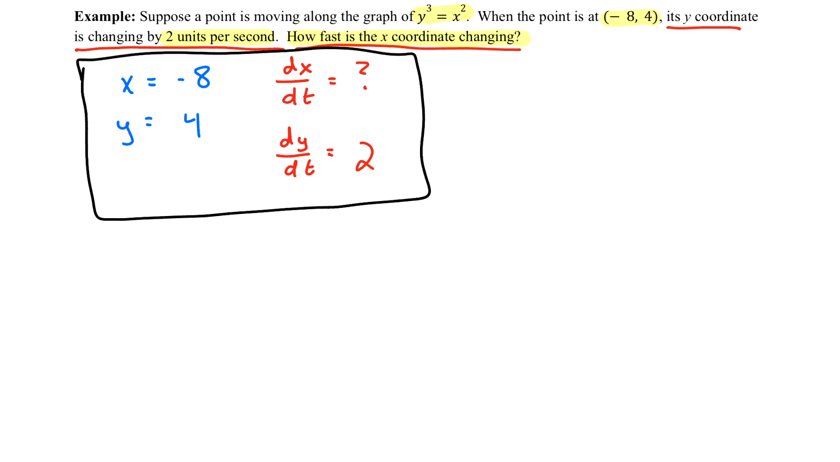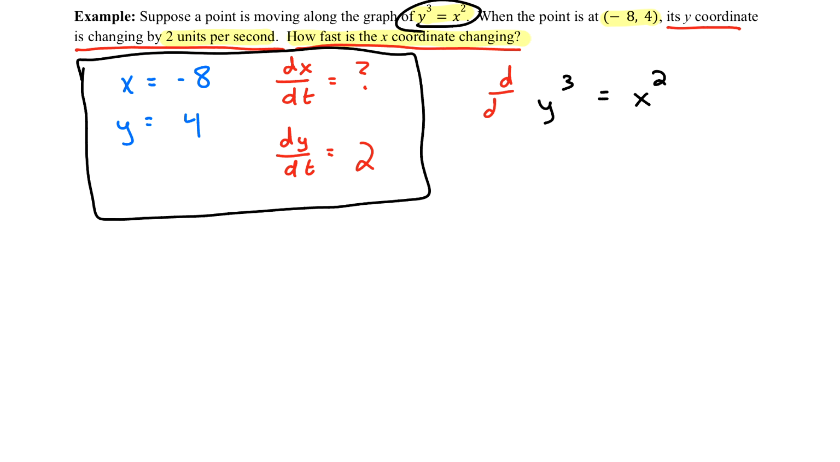Step 4, we want to come up with an equation that relates our variables. And in this case, well, we don't have to come up with one because it was just given to us. We're working with the graph of y cubed equals x squared. So I know that my equation is going to be y cubed is equal to x squared. There is my equation. Once I have that equation, step 4 says take the derivative with respect to time.